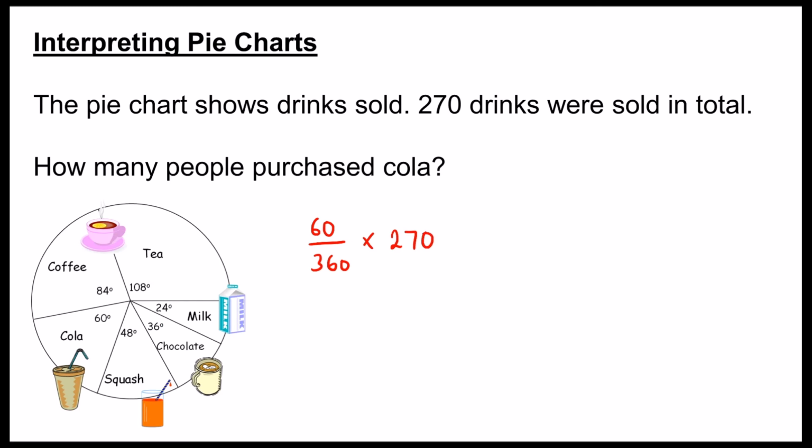Now if you have a fraction button on your calculator, you can simply type this in to get your answer. If you don't have a fraction button, this is the same as doing 270 divided by your denominator 360 times by your numerator, which is 60. This is basically how you'd work out a fraction of an amount. The reason this works is because we're taking our total of 270 drinks, dividing by 360 to get 1 degree, and then times them by 60 to work out 60 degrees. That is the amount of degrees needed for the cola section.